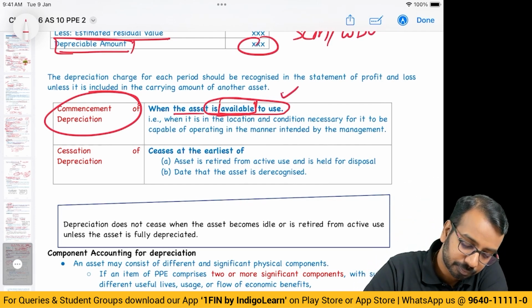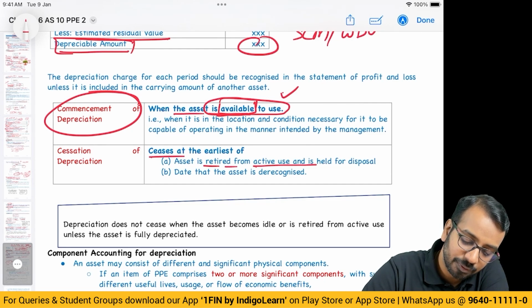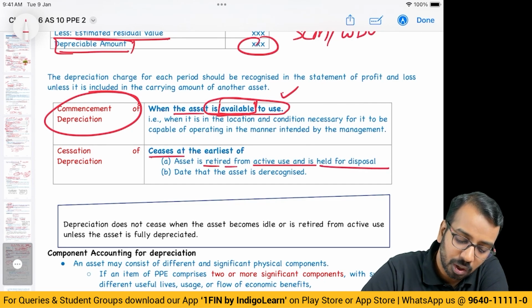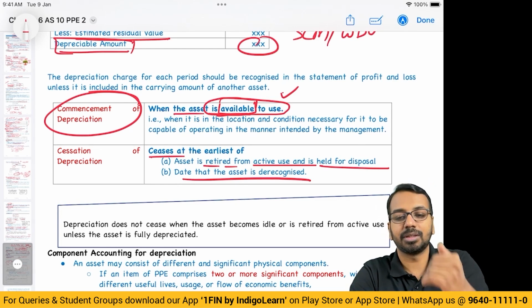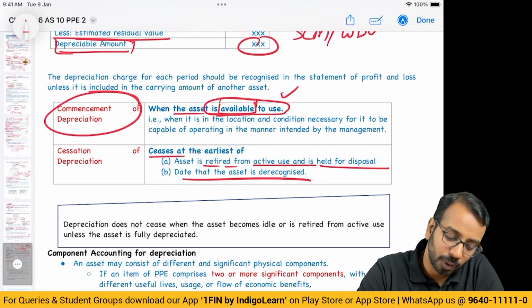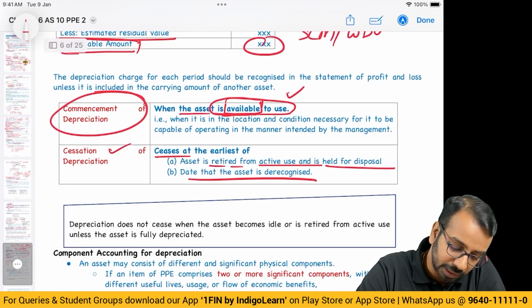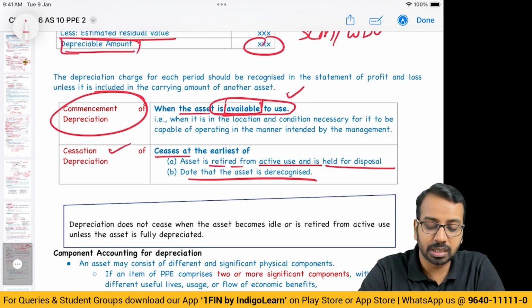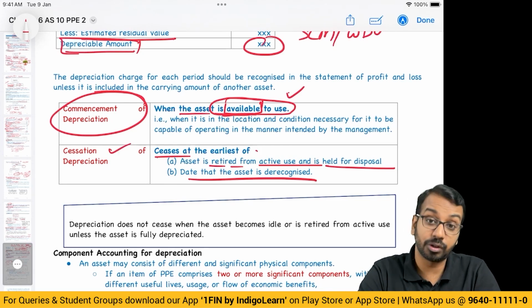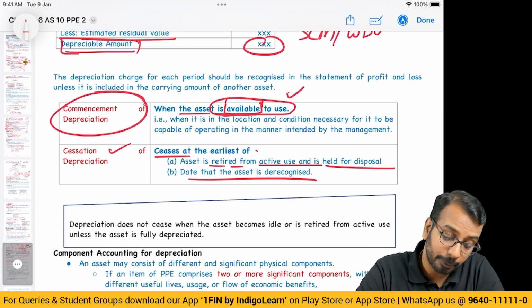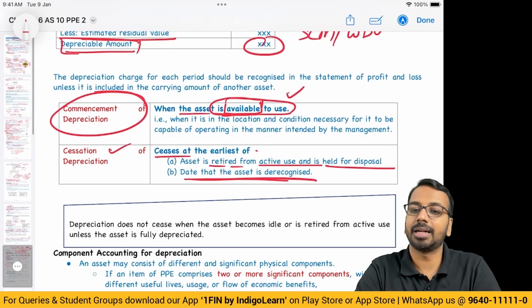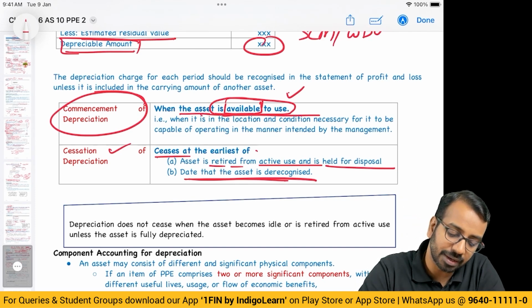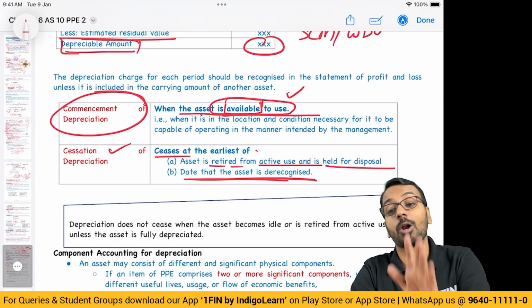And you will stop depreciation when the asset is retired from active use and is held for disposal, or the asset is derecognized. So once you have stopped using the asset, when the active usage has stopped, you will stop charging depreciation. Once you have classified it as held for sale, then also you will stop charging depreciation. Or when you derecognize that asset, then also you will stop charging depreciation. You will start when it is available for use, whether or not it is used.